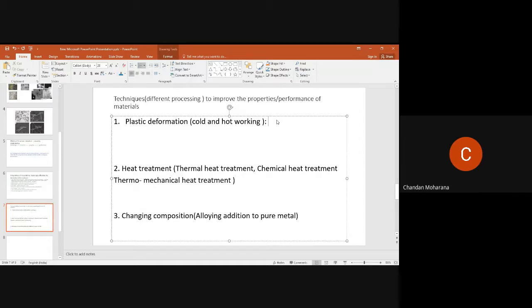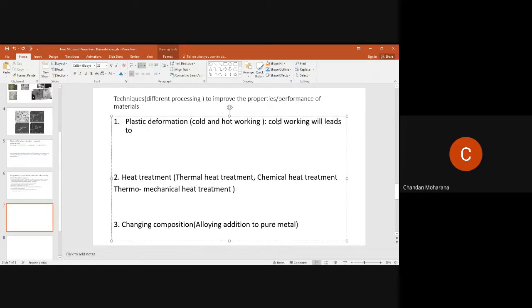Tell me, I've told you everything about cold working, hot working now. So cold working will lead to what? Tell me quickly. Cold working will lead to high dislocation density. Yes. So high dislocation density leads finally to high strength, strain hardening. Strain hardening phenomena, due to the reason of high dislocation density. Right? You understand?